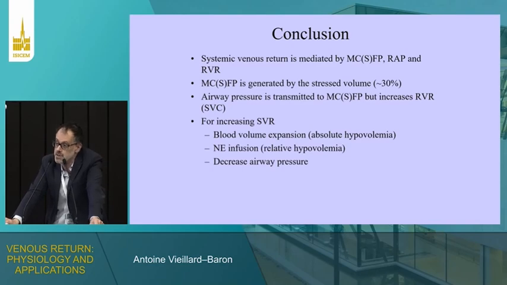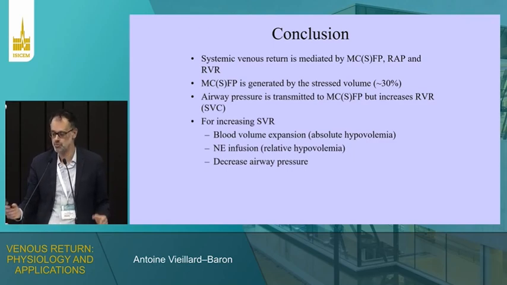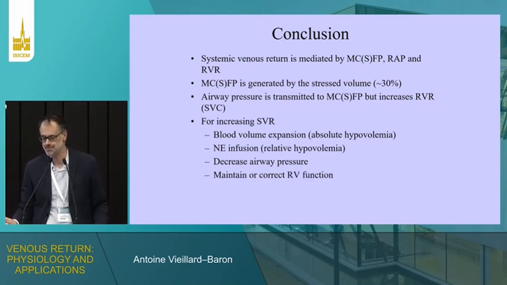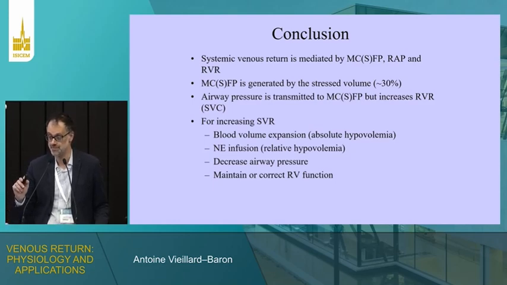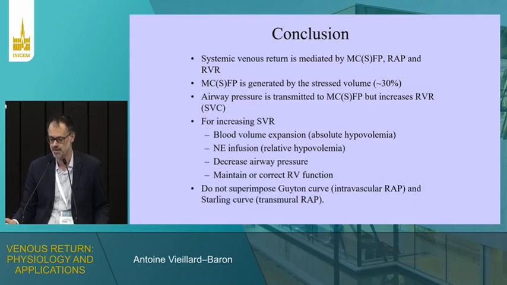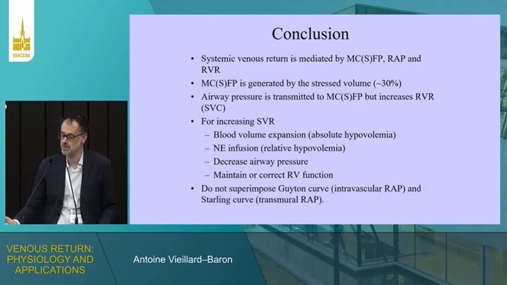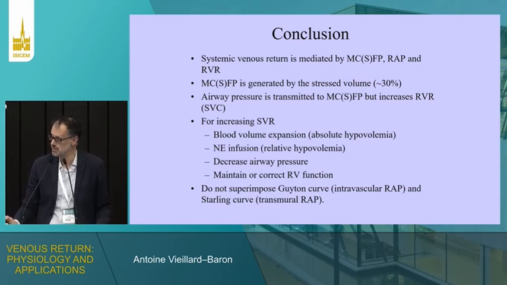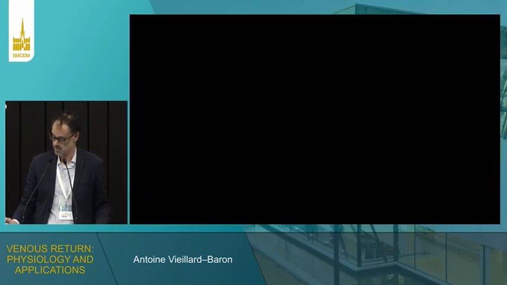You may also decrease the airway pressure, so do not apply too high PEEP, maybe not to promote RV failure or too much pressure transmission to the right atrium. And of course, maintain or correct the RV function as much as possible, which is definitely key, much more than the left ventricle, to understand how to deal and how to play with fluids in our patient. Do not superimpose, please, the Guyton curve, which is mediated by the intravascular CVP, and the Starling curve, which is mediated by the transmural CVP. And thank you for your attention.